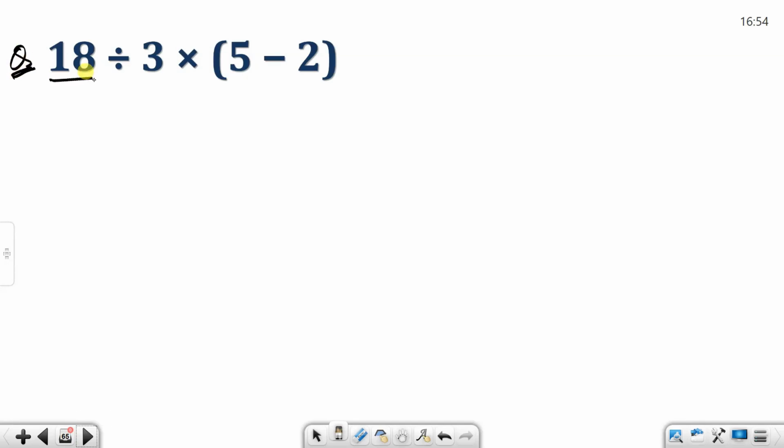The question is 18 divided by 3, multiply in the bracket 5 minus 2, bracket. So now, as usual, we'll solve the bracket first. So now, the solution.